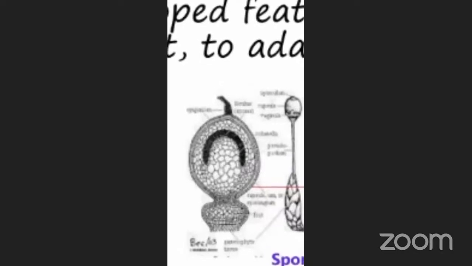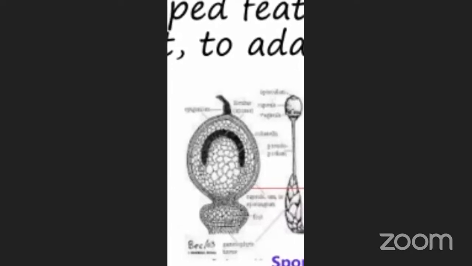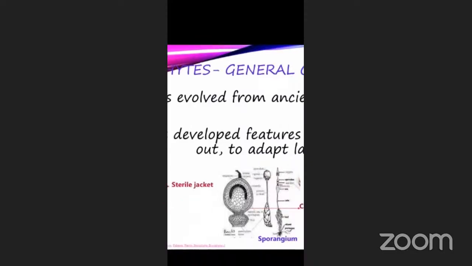In the next class, when I am telling the bryophyte life cycle, Marchantia life cycle, I will clearly show you these structures. Okay, foot, seta and capsule. So foot and seta are the sterile tissue.